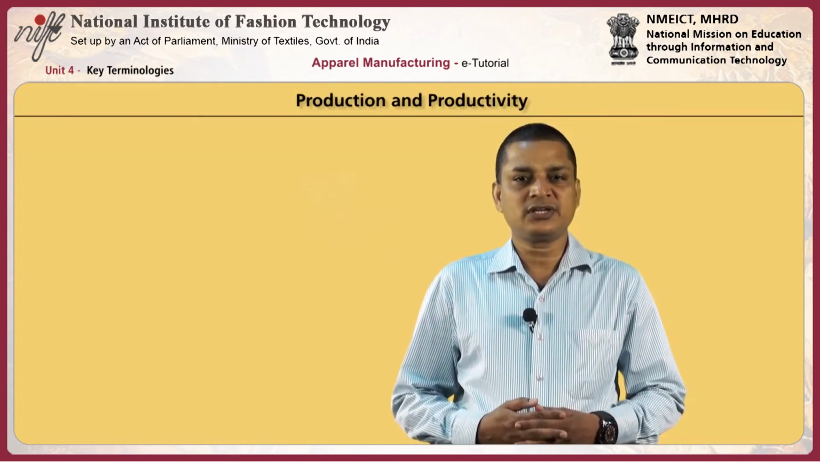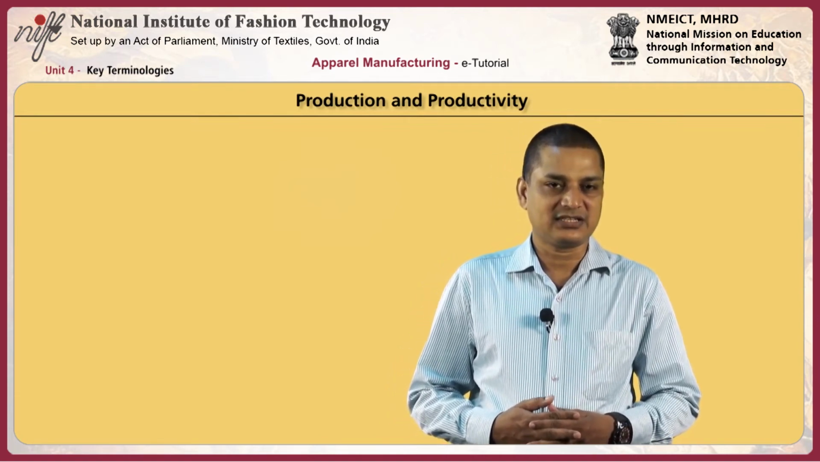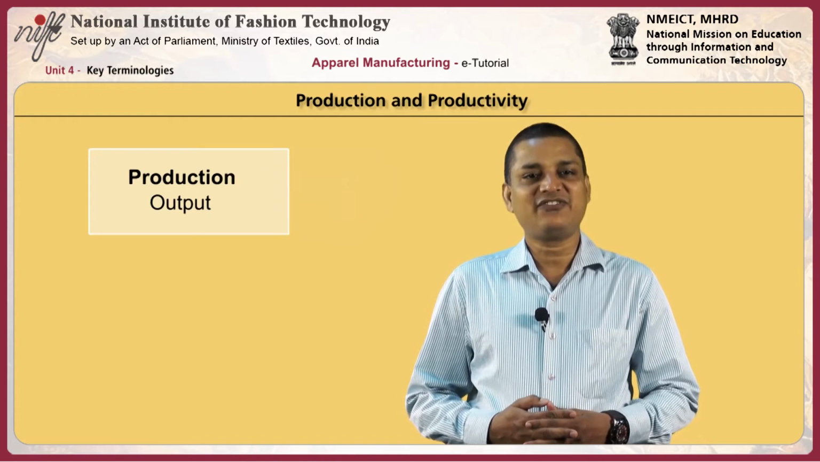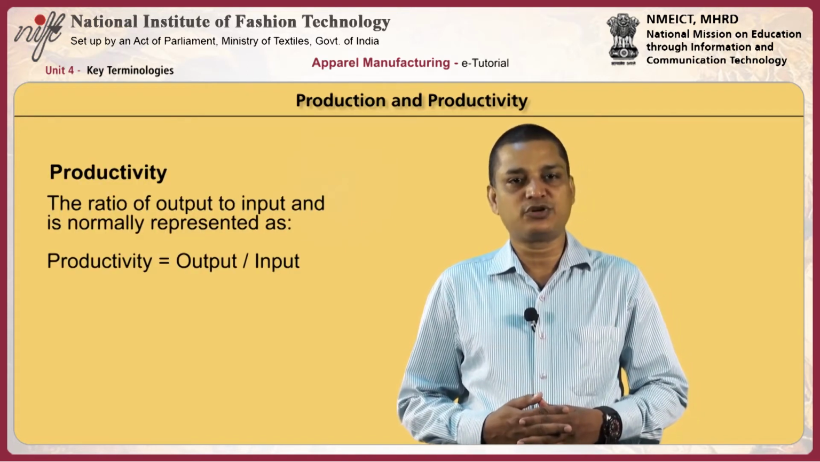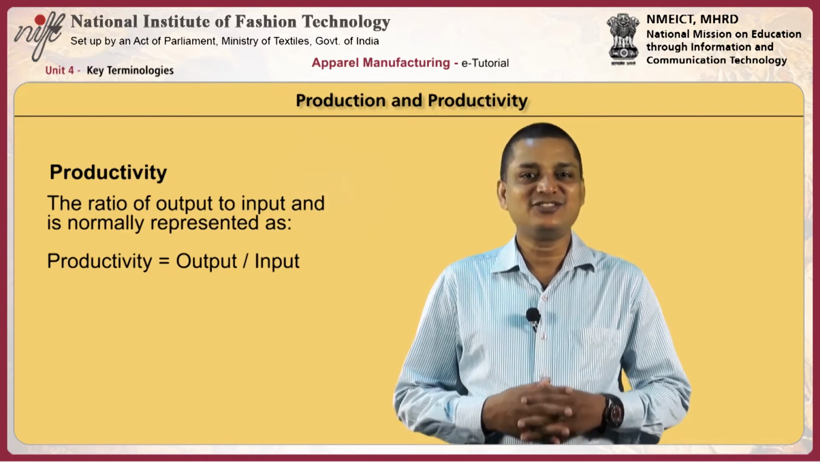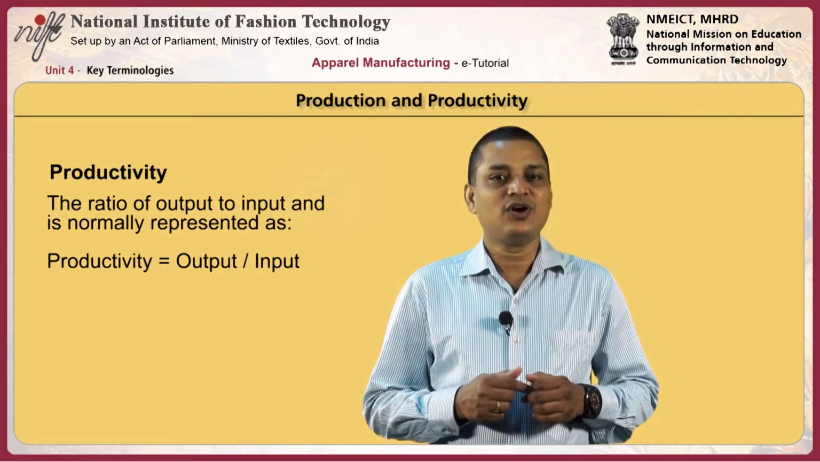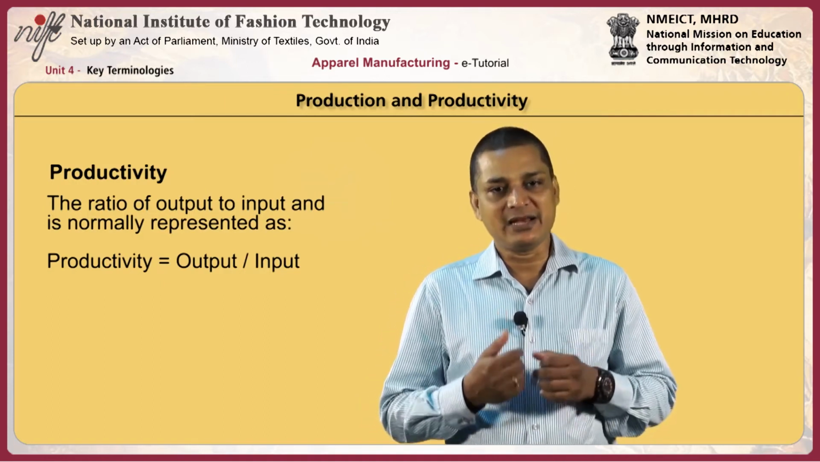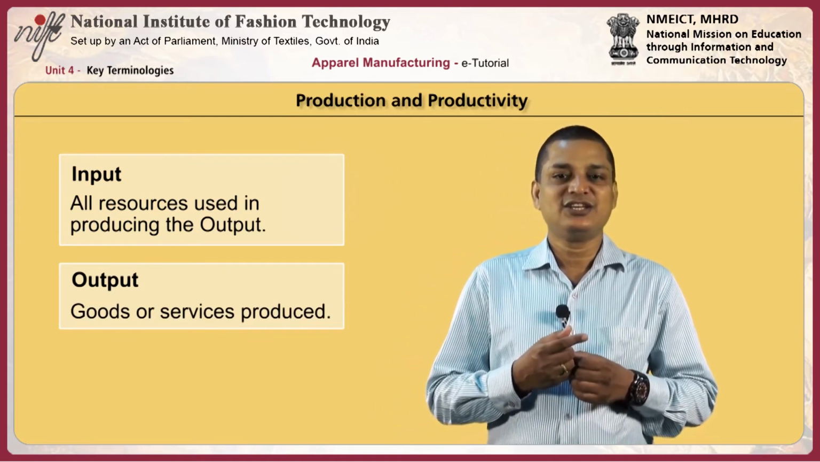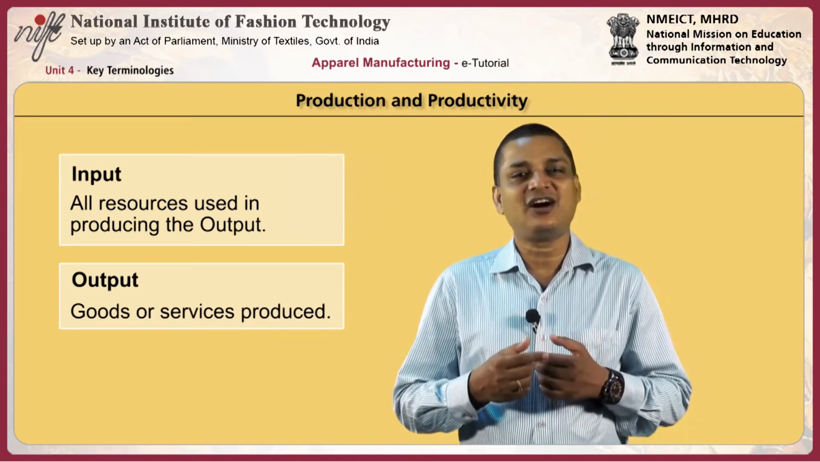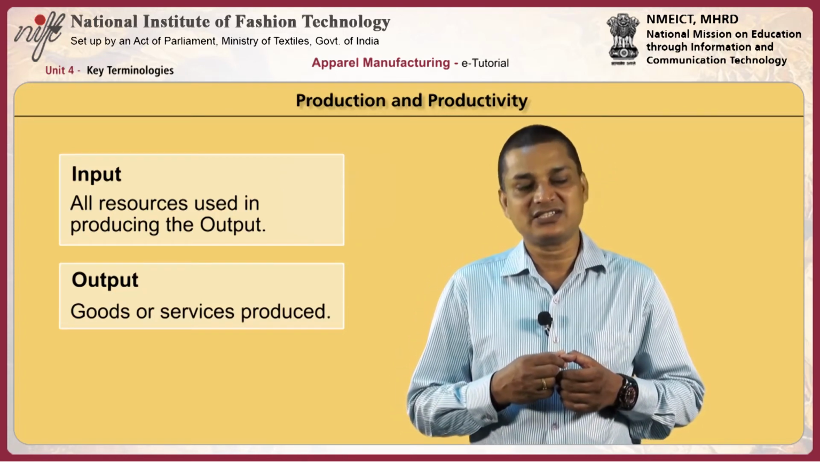Let's begin by reviewing certain key terms used in apparel manufacturing. Production refers to output. Productivity is the ratio of output to input and is normally represented as productivity equals output divided by input. Input refers to all resources used in producing the output. Output refers to goods or services produced.